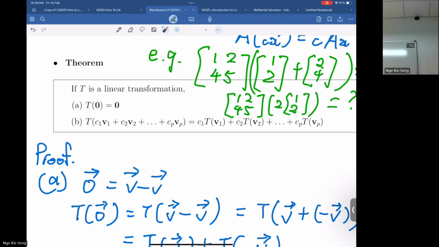Once you know how T acts on those specific vectors, then you will know how it acts on the other vectors. Another way to think about this is, if you know how T acts on V1, V2, up to Vp, you know how T acts on the linear combination of V1 to Vp. Let's say I don't tell you how T acts on this particular vector, but I know how T acts on V1, V2, Vp. I would know how T acts on their linear combination.